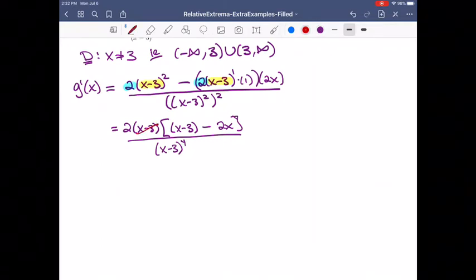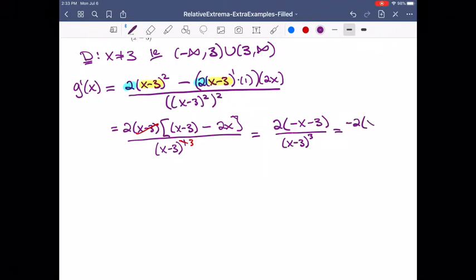So now I can cancel out one of these x minus 3s, so I just have 3 left on the bottom. And I can simplify inside these brackets, so I get 2 times negative x minus 3 over x minus 3 to the 3. Okay, which I could pull out a negative so it looks a bit nicer. So negative 2 times x plus 3 over x minus 3 cubed. Okay, so that's my derivative.